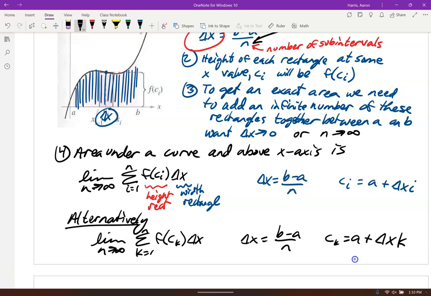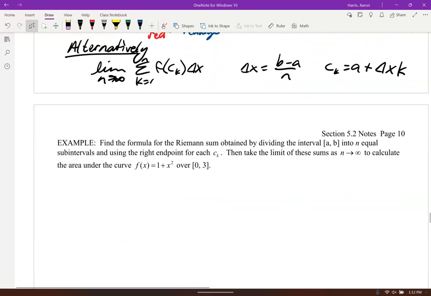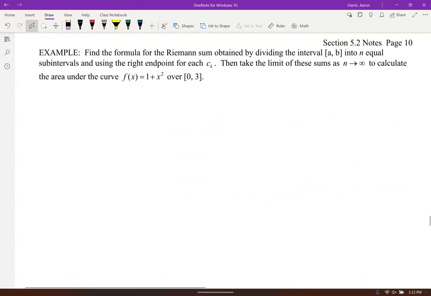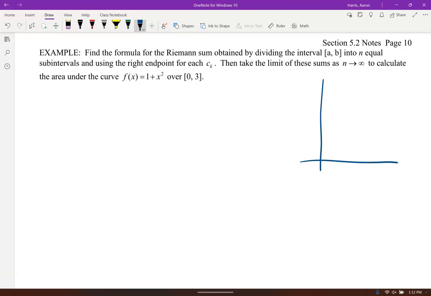All right, let's do some problems with that. All right, so here it says find the formula for the Riemann sum by dividing a b into n equal subintervals and using the right endpoint for each ck. Then take the limit as n goes to infinity for the area under the curve for 1 plus x squared. Let me see if I can give you a kind of a picture of this as well. We're going from 0 to 3.